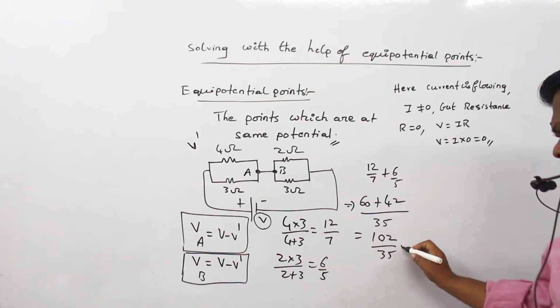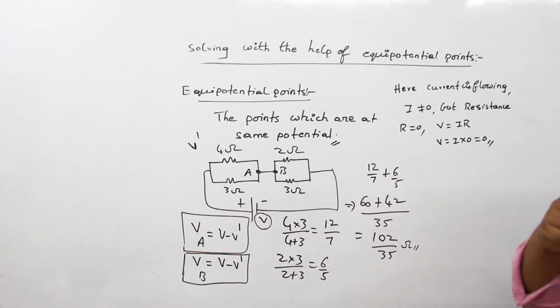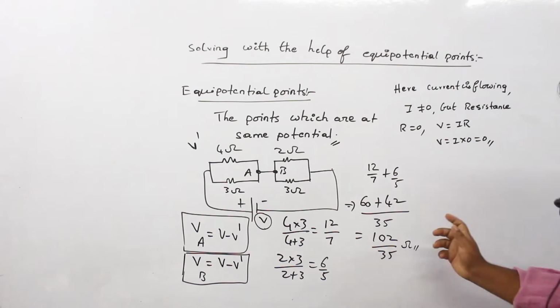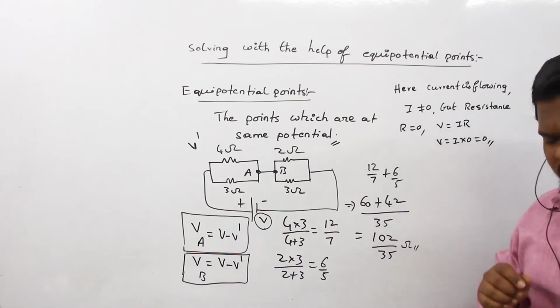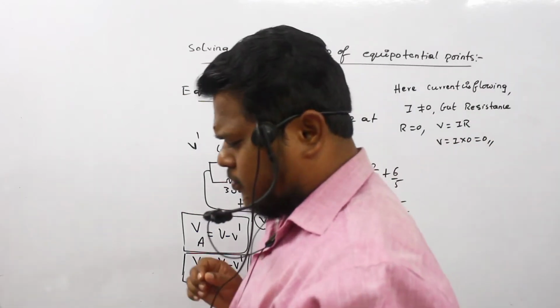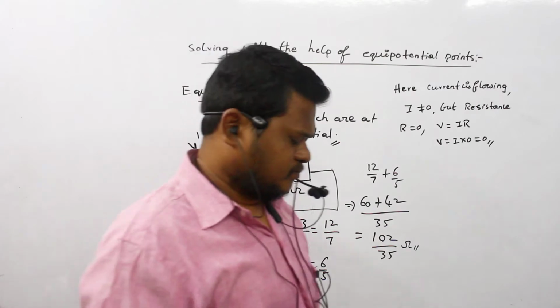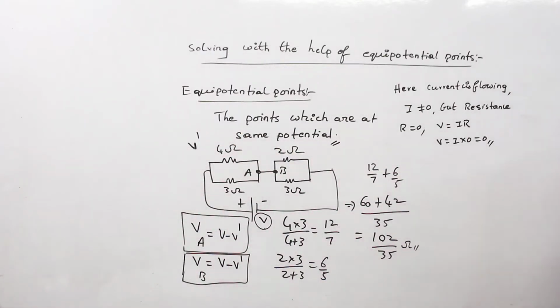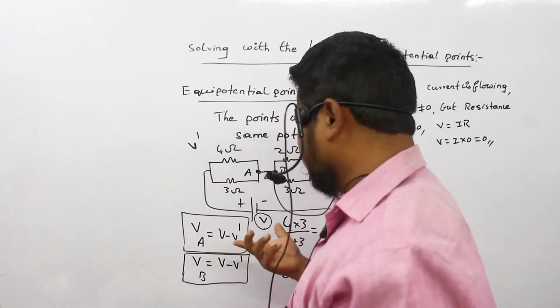Okay, no problem. Let it be up to here only. This circuit, if I have simplified this one, then the equivalent resistance I got is 102 divided by 35. Clear? Now what I can do is, see, two equipotential points, if I join them, will anything happen? Can anybody say? Nothing is going to happen.